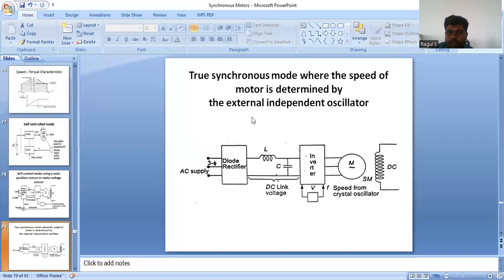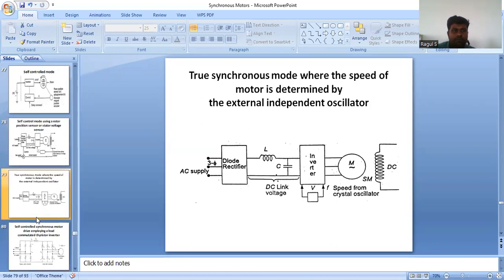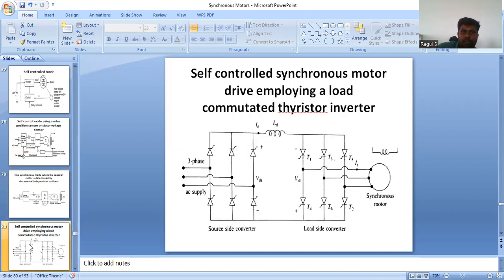Then that DC is fed to the inverter. But here the crystal oscillators generate the voltage and the frequency. Based upon that voltage and frequency value, the inverter output varies. I think this inverter is a PWM inverter, so it is capable of generating variable voltage and variable frequency. That variable voltage, variable frequency is fed to the synchronous motor. These are also one kind of speed control method in synchronous motors.